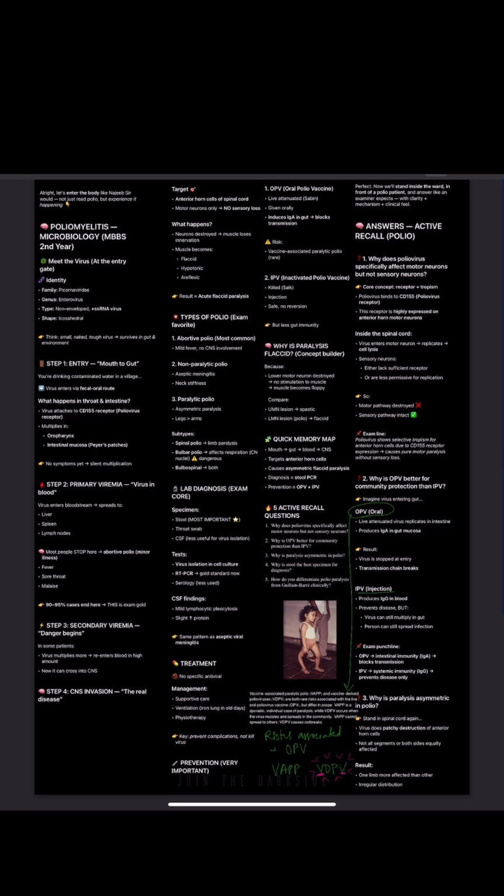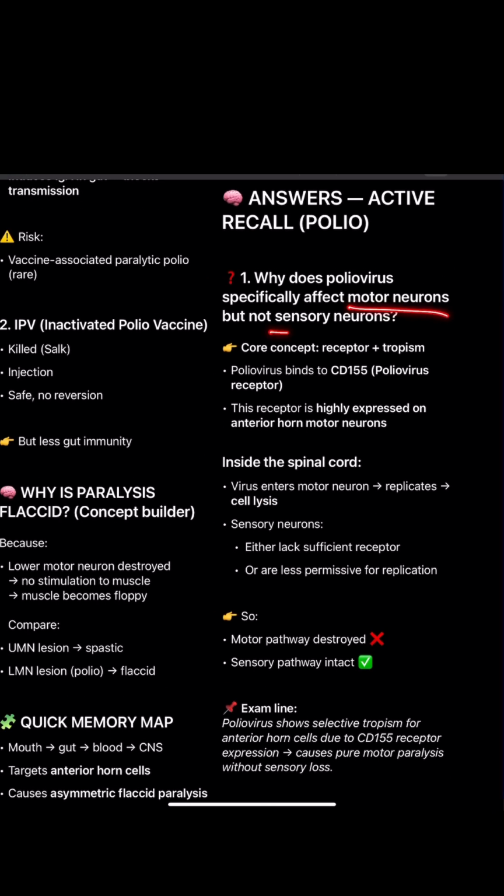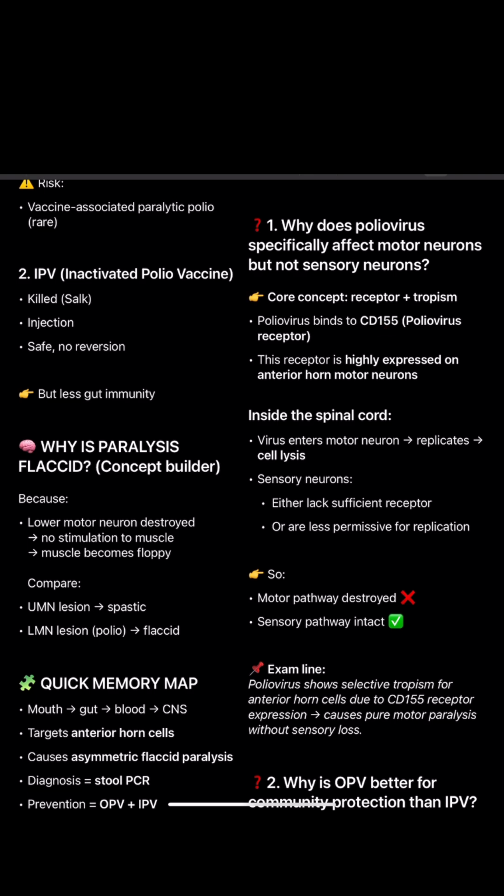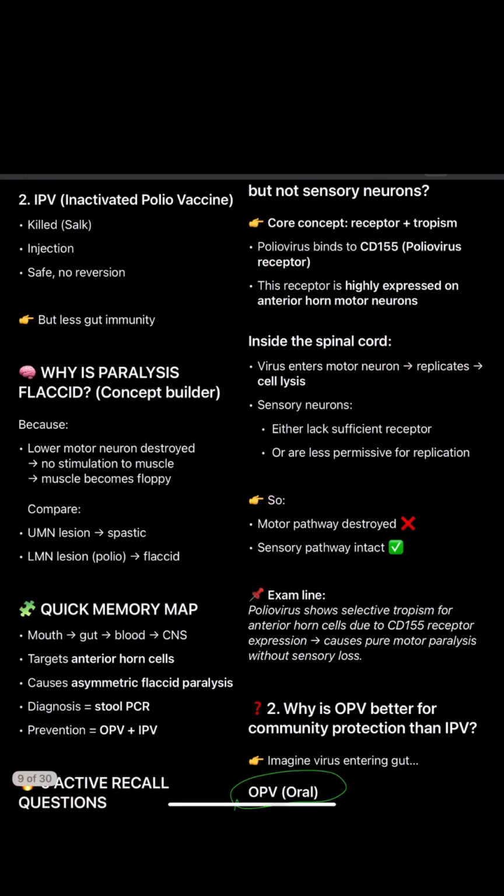The reason why poliovirus significantly affects motor neurons but not sensory is because of the receptor and the tropism. The poliovirus binds to the CD155 poliovirus receptor, and this receptor is highly expressed on the anterior horn motor neurons. Inside the spinal cord, the virus enters the motor neuron, replicates in it, and lyses the motor neuron cell. In sensory neurons, there is either a lack of sufficient CD155 receptor, or they are less permissive for replication. So the motor pathway is destroyed by the virus, but the sensory pathway is kept intact.